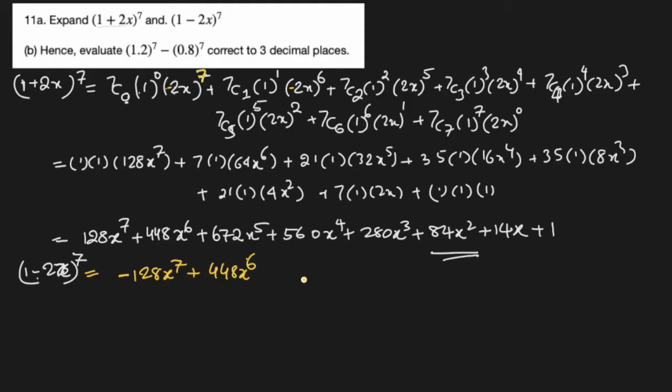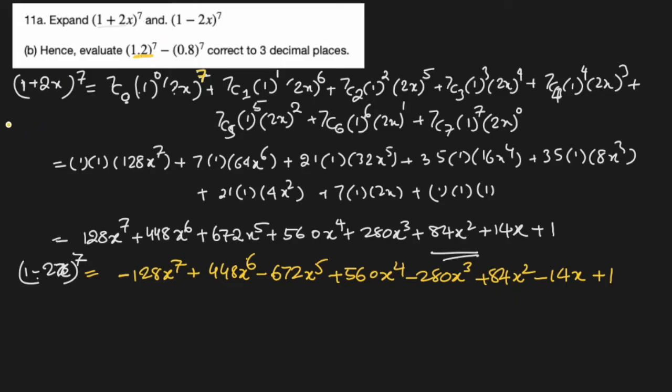This is how I will continue. I have to erase what I have made changes there and there. So next is odd again, minus 672 x to the power 5, but this is a positive exponent, so 560 x to the power 4 minus 280 x cube plus 84 x square minus 14x plus 1. This is the expansion of 1 minus 2x to the power 7. There is no need to repeat everything because we know what is the difference. Hence evaluate this minus this.